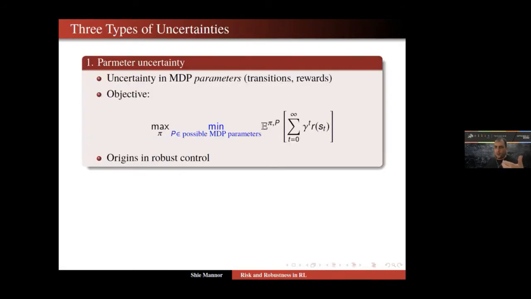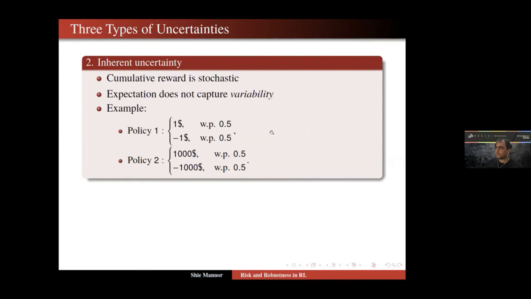So when you talk about uncertainty, what are the types of uncertainties that we have in mind? There are three types of uncertainty that we consider. The first one, which we'll address today, is what's known as parameter uncertainty. So basically, I'm not sure what the model parameters are, maybe because I didn't sample enough, maybe because things are changing, but I want to find the best policy under the worst possible parameters in some uncertainty set of the expected discounted return.